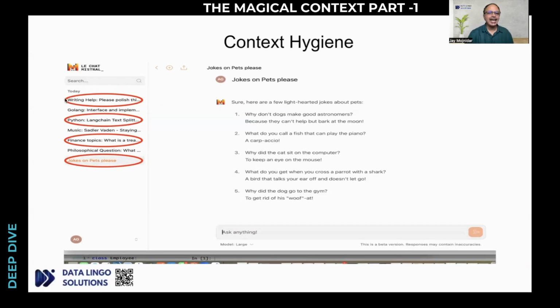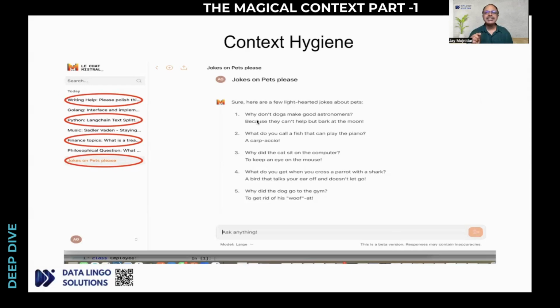For example, I have a separate thread for writing help, which includes prompts and responses related only to wordsmithing. Another thread is dedicated to prompts about Python programming language. Additionally, there is a thread for finance-related prompts. By maintaining these separate threads, only prompts and the responses related to the specific topic will be present in the context. Of course, at some point, the context window will reach its maximum size, but it will take longer to do so.